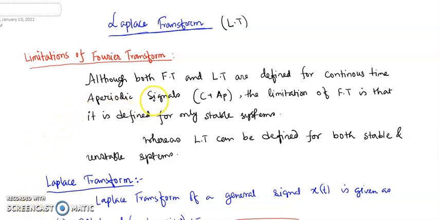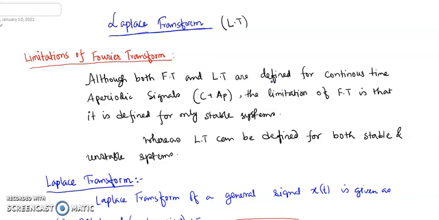Dear students, in this video we're going to talk about the Laplace transform, the frequency domain representation of a signal. In the previous lecture we have discussed the Fourier transform, which is used for continuous signals and periodic continuous signals. Laplace transform is also used for continuous aperiodic signals, but there is a difference between these two transformations.